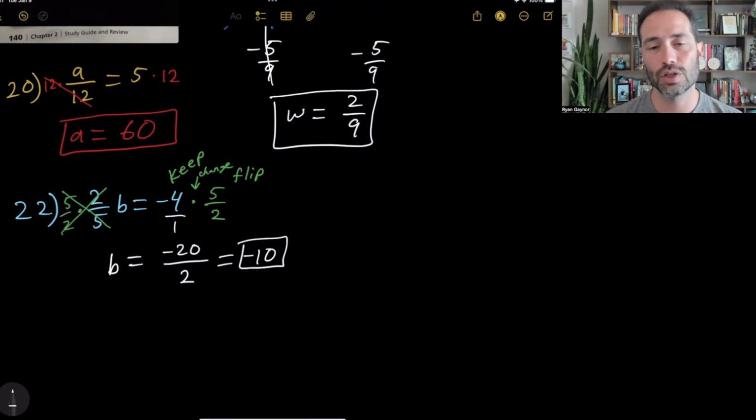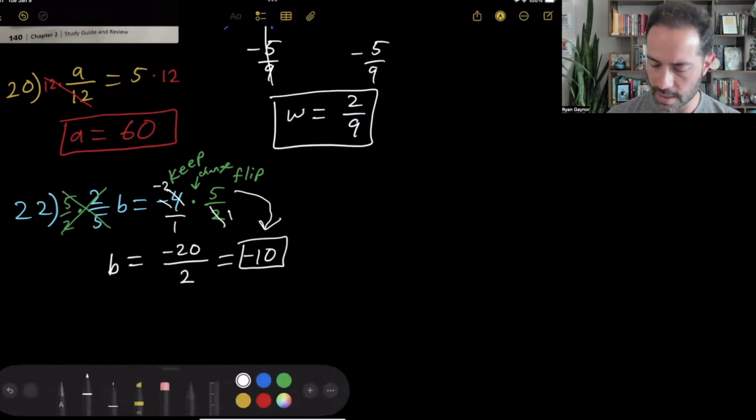Now, one other way to look at this is we could simplify by cross-canceling before we multiply. So we have -4 divided by 2. That's just your -2, and this would have been a 1. And then -2 times 5 would have still been your -10.